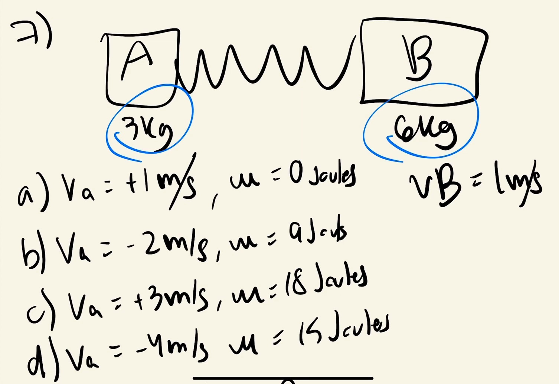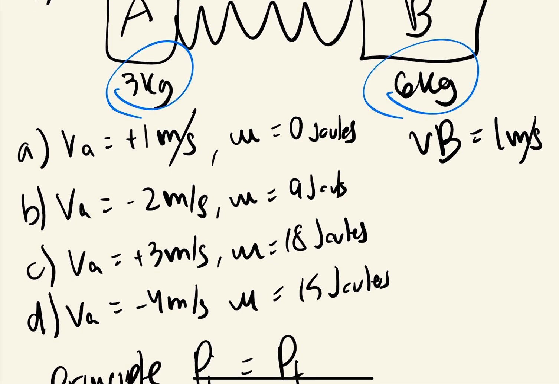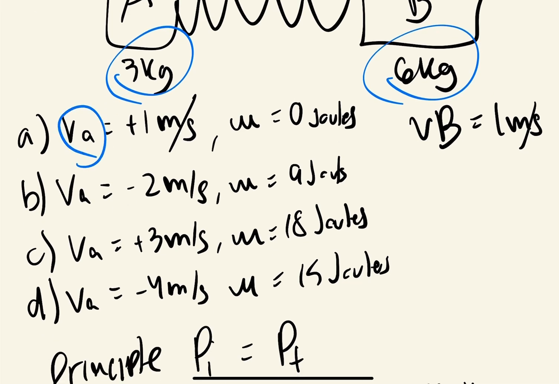The spring, which has negligible mass, is not fastened to either block and drops to the surface after it has expanded. Block B acquires a speed of 1 meter per second, and it probably says to find the final speed of block A and the amount of potential energy that was stored in the compressed spring. Alright, so it's asking for VA and U. Right? VA, U.